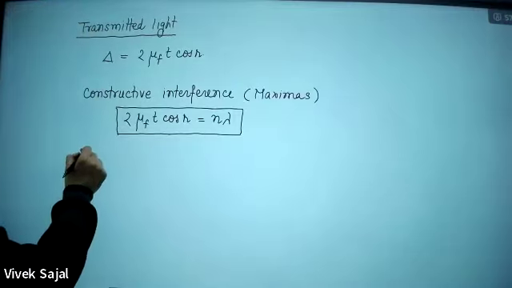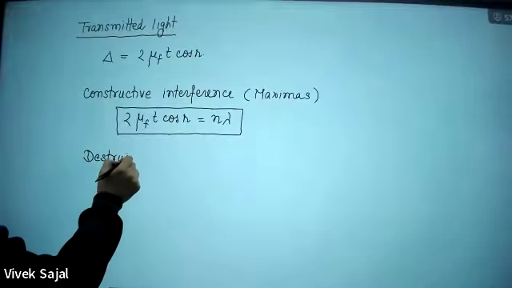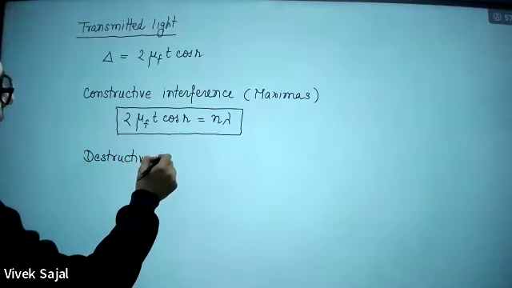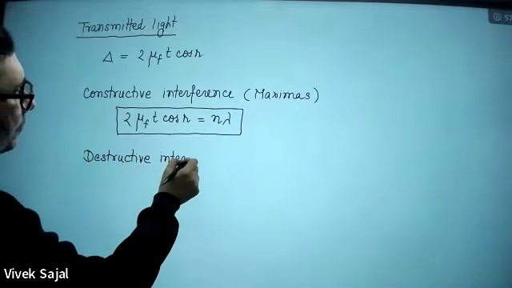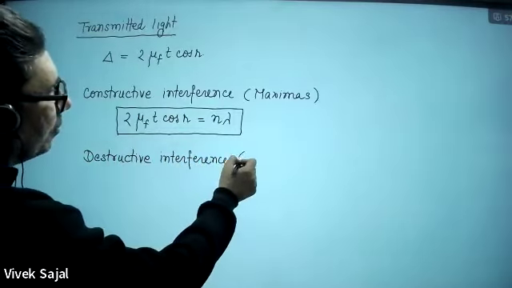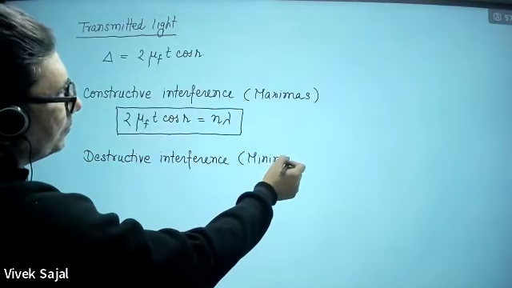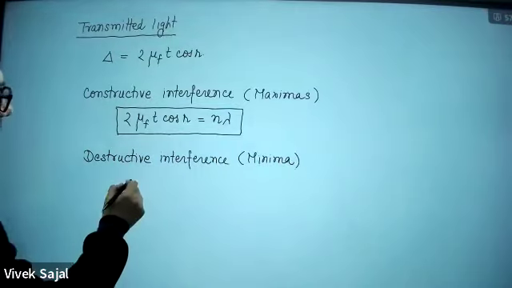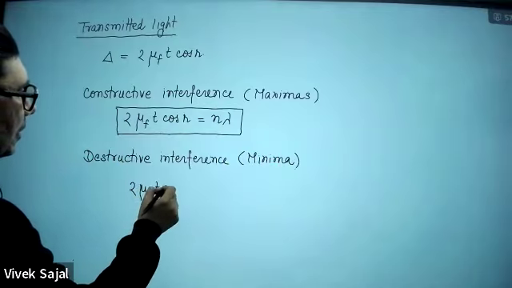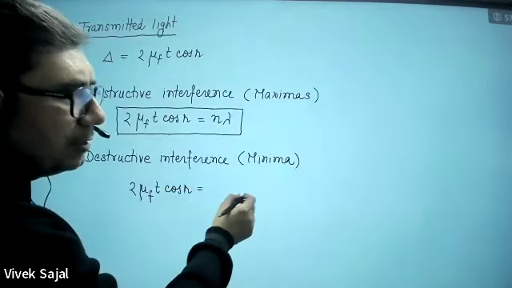What will be the condition for destructive interference, or minima? This will be 2 mu t cos r, and this time this will be simply lambda by 2, 3 lambda by 2.